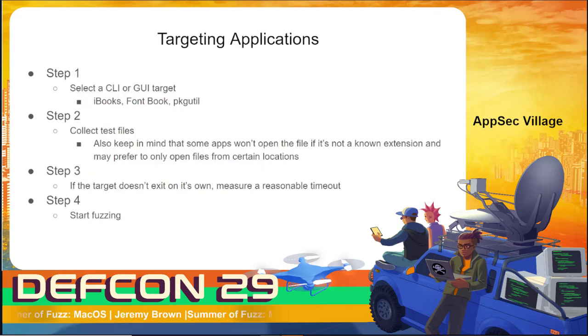So for targeting an application, do a CLI or a GUI. We're going to look at iBooks, Font Book, and pkgutil. Collect the test files. Again, if it's not a known extension, it may not open it, and if it only will open files from certain locations, like the container locations, you need to specify that as well.